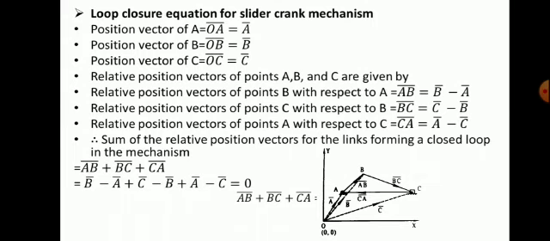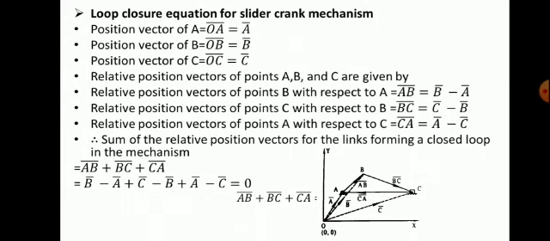Relative position vector of points. You can see this figure also, OA, OB, a single slider crank mechanism. AB is a crank, BC is a connecting rod, and the slider C will be moving. Position vector of C is equal to OC, vector C. Position vector of B is OB, vector B. Position vector of A is OA, vector A.